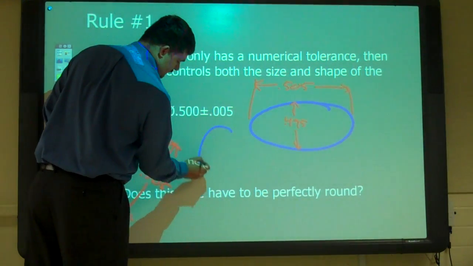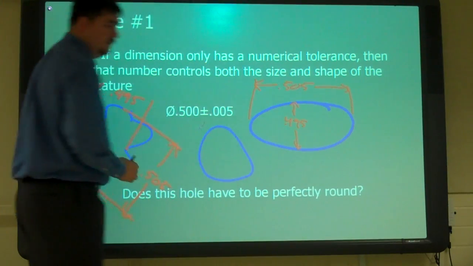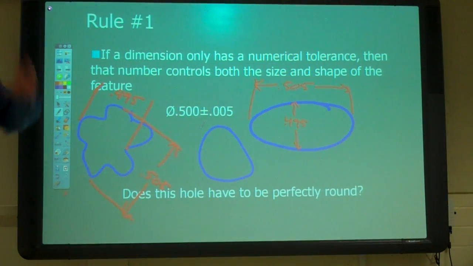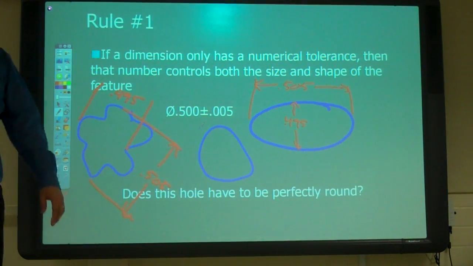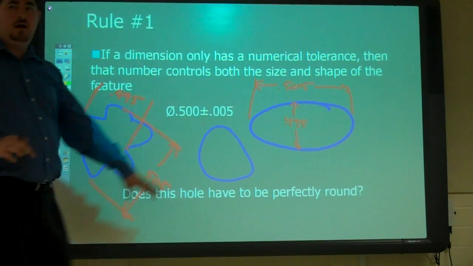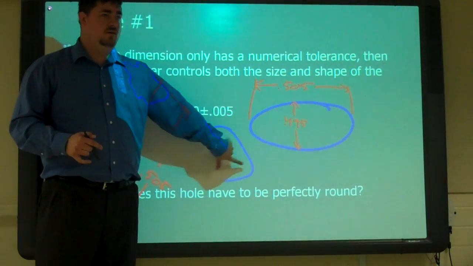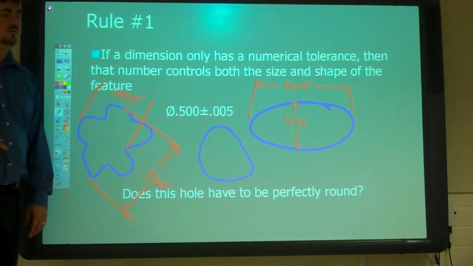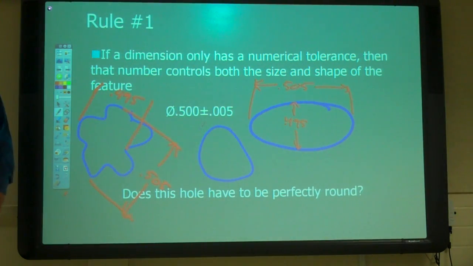So something kind of like that. Kind of like a triangle with the corners rounded off. It would count as a circle because no matter where you measure it, it's still the same thing.